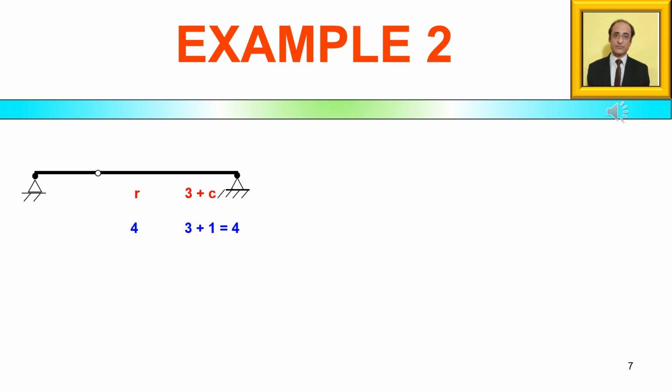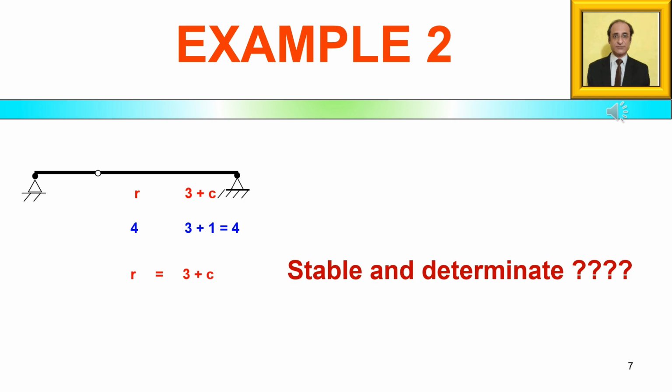hinge. So this gives rise to the condition that at the point of the hinge bending moment is 0. So what we find that both the terms are equal, so R is just equal to 3 plus C. So computation shows that the structure is determinate. Do you think so? So just take a brief pause and think about whether there is any kind of geometrical instability or not.